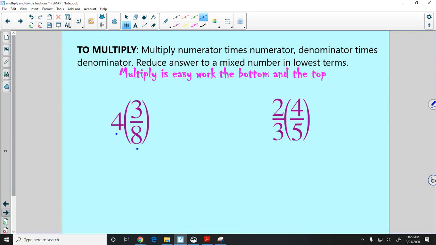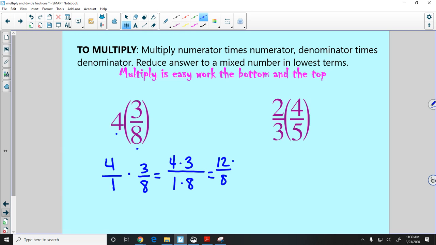In order to multiply a whole number by a fraction, we've got to make that whole number into a fraction. So we can do that by putting a 1 underneath in the denominator because this represents a division problem. 4 divided by 1 is still 4. So 4 times 3/8. We're going to multiply straight across. We're going to multiply the numerators times the numerators and denominators times the denominators. 4 times 3 is 12. 1 times 8 is 8.